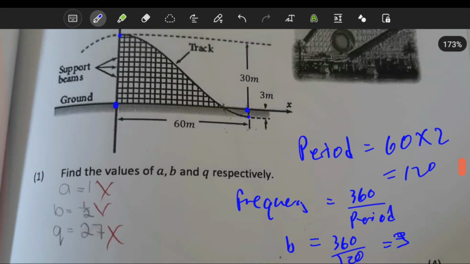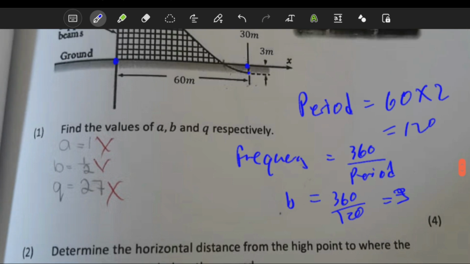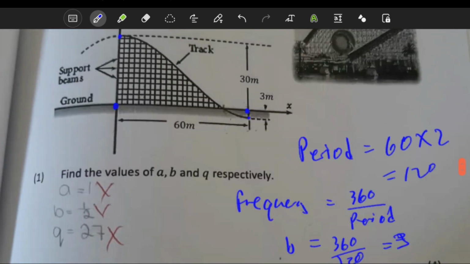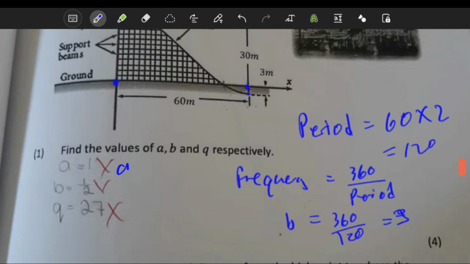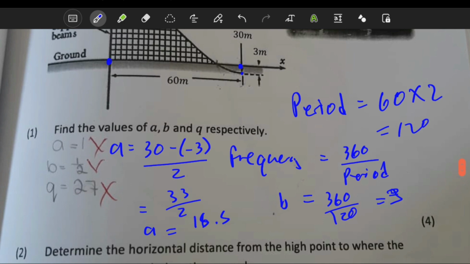That's B. Amplitude, clearly, is the difference between the highest point and the lowest point divided by 2. So let's write it as a formula. Here, the highest point is 30, the lowest point is technically -3, divided by 2. So this is 33 divided by 2, which is going to give you 16.5. You see, 16.5, that's the amplitude, so that's your value for A.